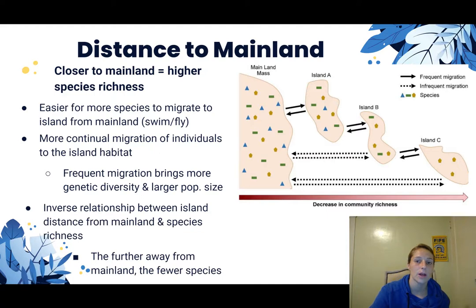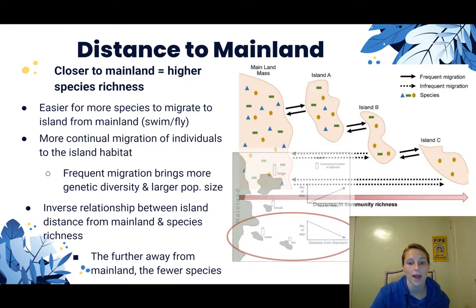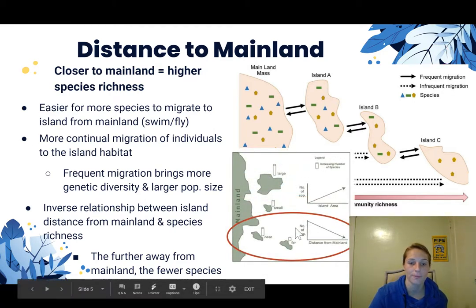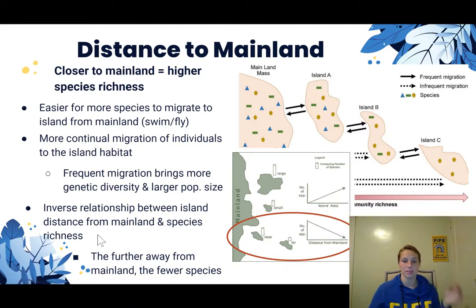Now, the terminology that we would use to describe this relationship is called an inverse relationship. On a graph, an inverse relationship means that the two variables do the opposite. So as the distance increases, the species richness decreases. The further away you get from the mainland, the fewer species that you are going to have. So it's an inverse relationship.